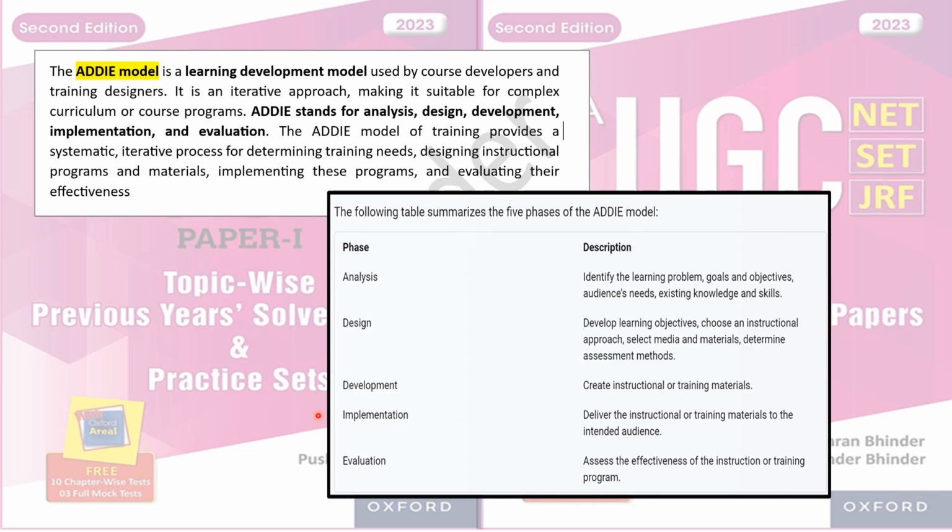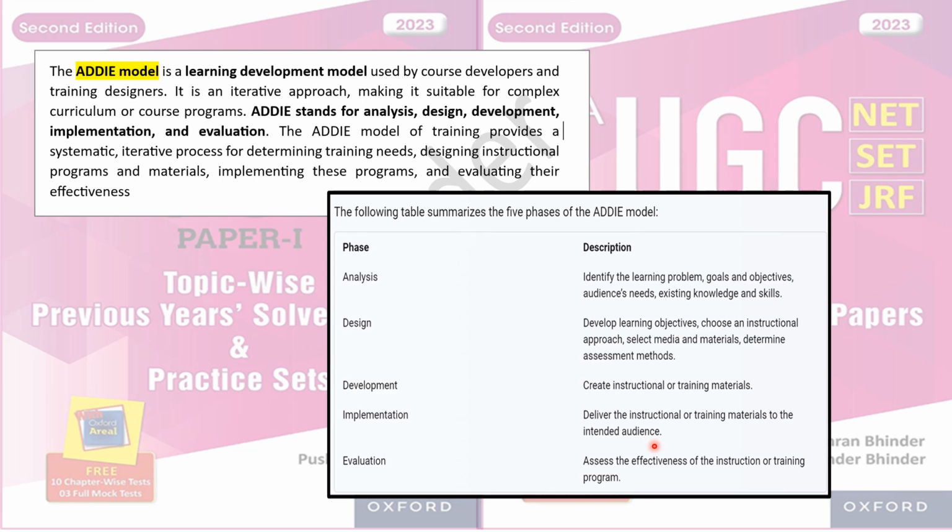So next is development. Create instructional or training materials. If I need to give some training material to my students, to my learners, to the trainees, that I need to develop in this stage. Then implementation, deliver the instructional or training materials to the intended audience, right?